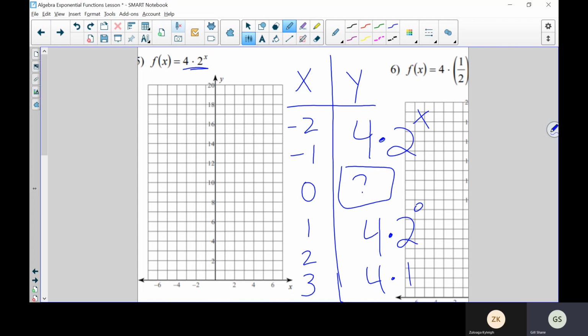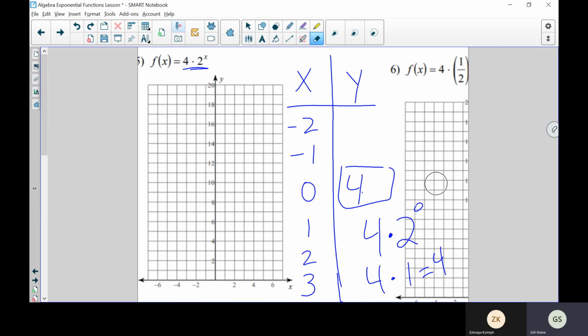2 to the 0 is 1. Anything to the 0 power is 1. That's why I choose 0, because then I don't have to do any math. I just know it's 1. So then I multiply times 4. So my y value is 4. So that became 4. And again, I haven't solved for anything else. That was just doing the problem.